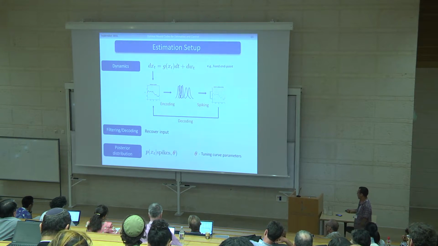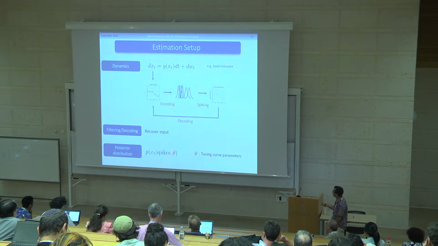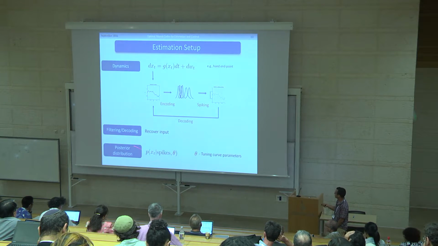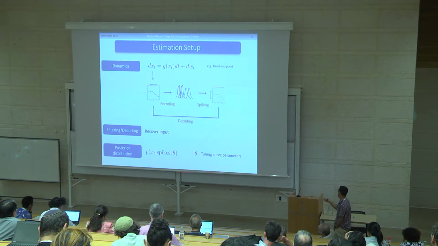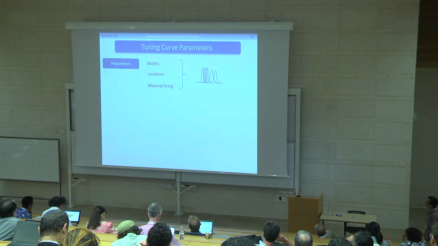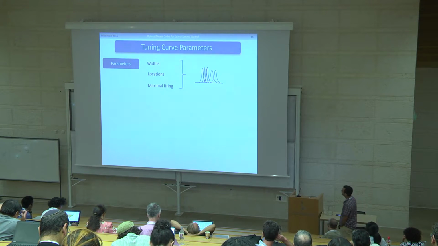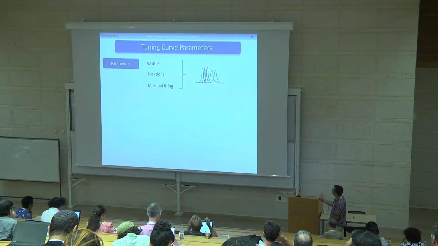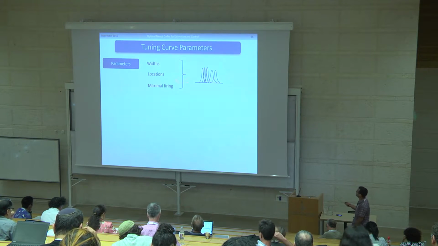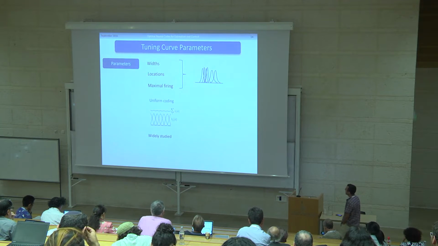And one way to actually optimally decode the input would be through computation of the posterior distribution for the state x, given the spiking history and the specific tuning curve parameters. So in the context of these simple, unimodal, Gaussian tuning curves, one can think of three types of parameters. For instance, the widths, the locations, the maximal firing rates.